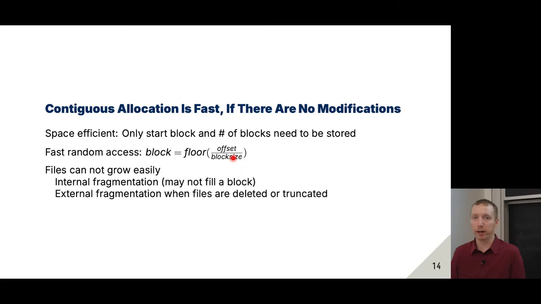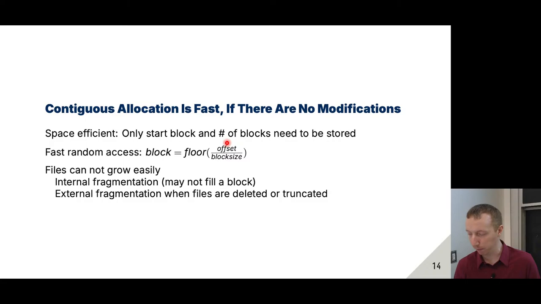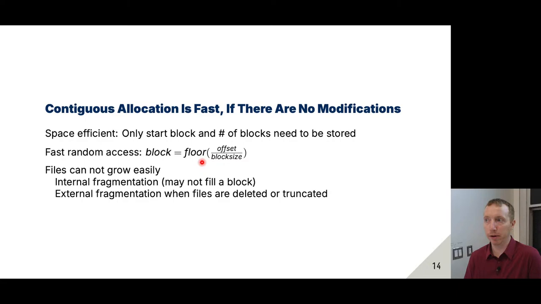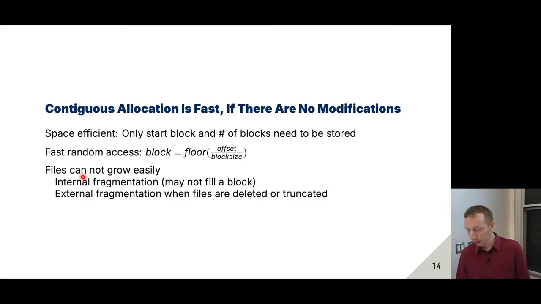Let's say our blocks were 4 kilobytes. If I want to access byte 4,000, that's on block 0. I can just calculate that immediately. If I want to go to byte 4,098, that would be on block 1. I know exactly how to get to it. All I have to do is a simple calculation. Bad things are that files can't really grow that easily.